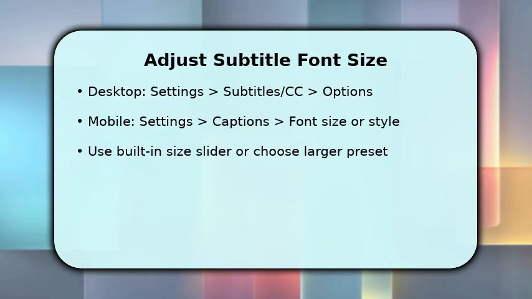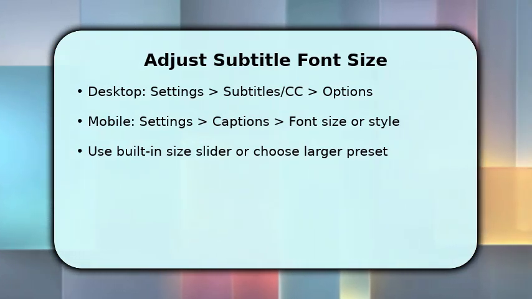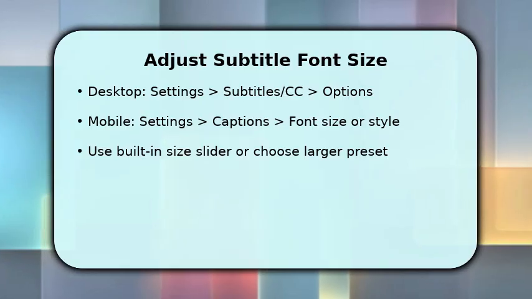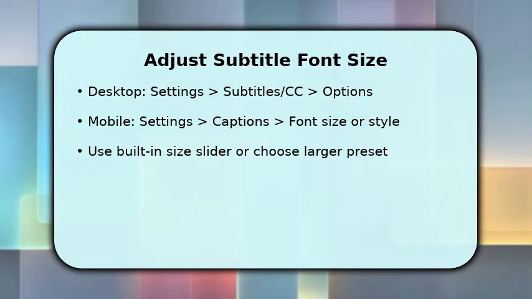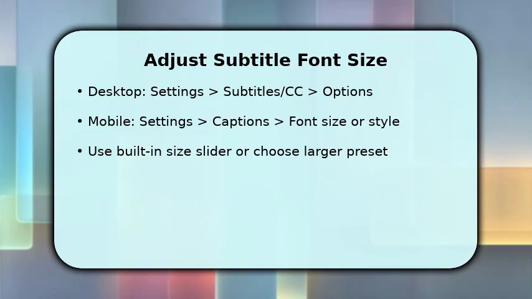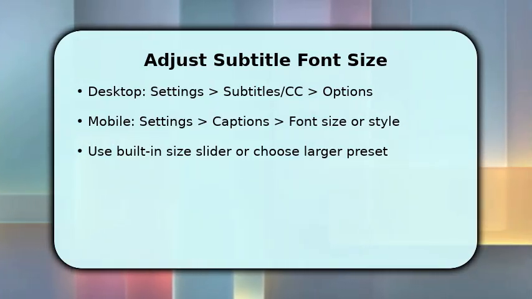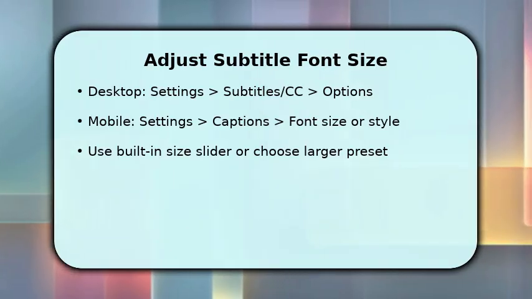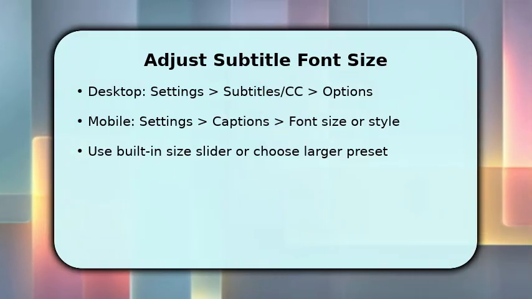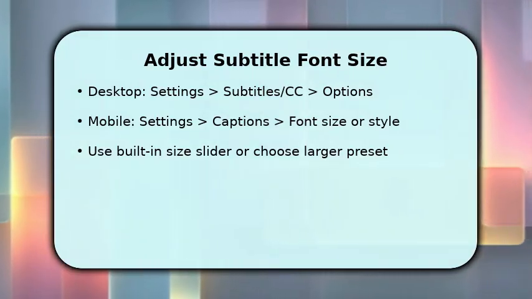On desktop, click Settings on the player, choose Subtitles/CC, then Options. There you'll find a font size dropdown and color options. On mobile, go to Settings, Captions, or Accessibility, then Font Size. Select a preset like small, medium, large, or use a slider when available. Change style and background for legibility.